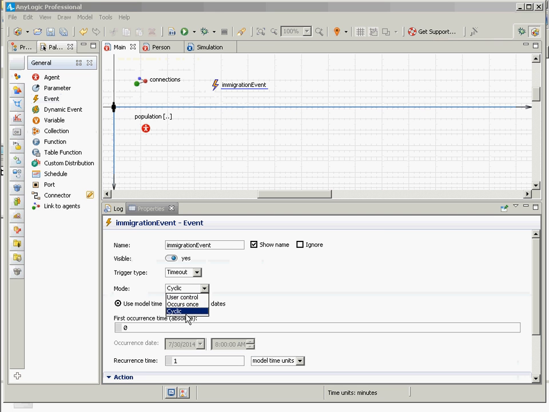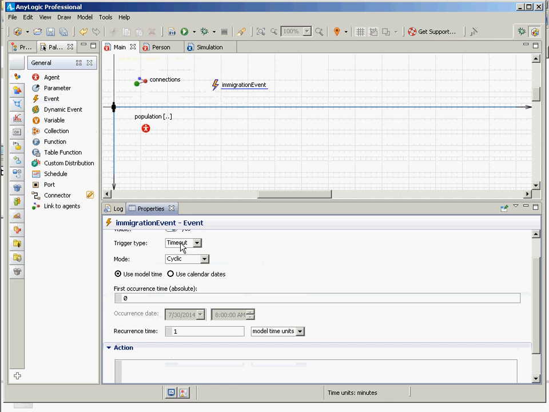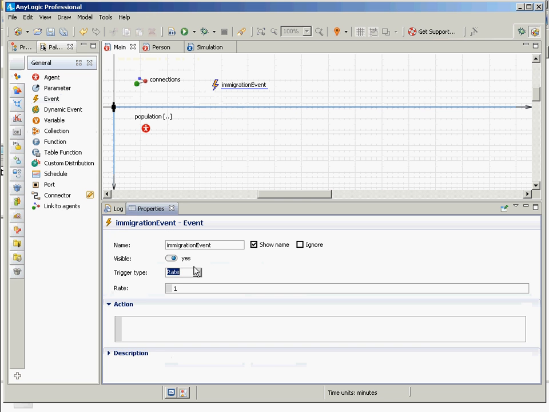This time it will occur cyclically, but with a certain rate of recurrence. Actually, we don't have to say cyclic. We just say it's a rate. And the cyclic is unnecessary. So trigger type is rate here. And we'll have them coming in at a certain rate. And sure, let's make this a parameter of the model.